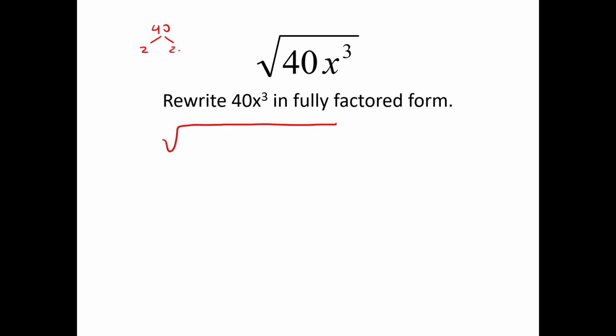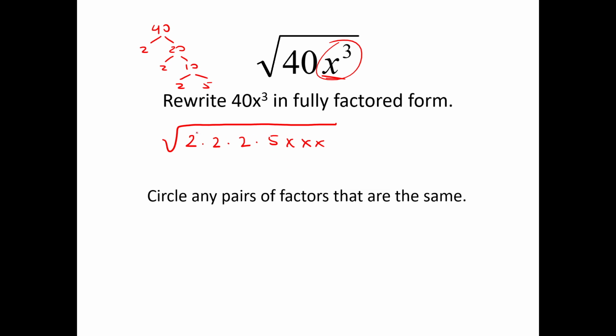Okay, so 2 and 20, 2 and 10, 2 and 5. Okay, so I'm going to write that out. 2 times 2 times 2 times 5. Now, x is really, right, x cubed, x times x times x. Do the same thing, right? Look for pairs of things that are the same. So here we have a pair of 2s. Okay, there's another 2 that doesn't pair up with anything. There's a 5 that doesn't pair up with anything, but there are 2 x's.